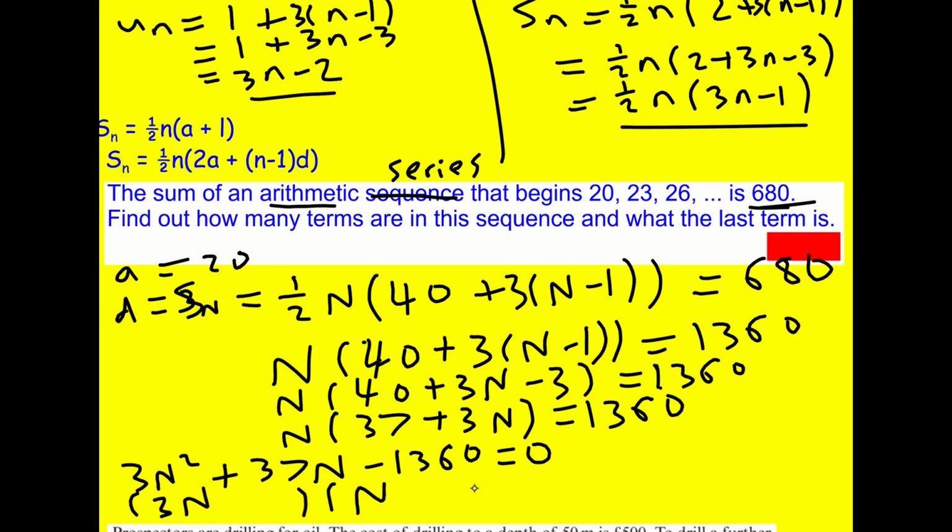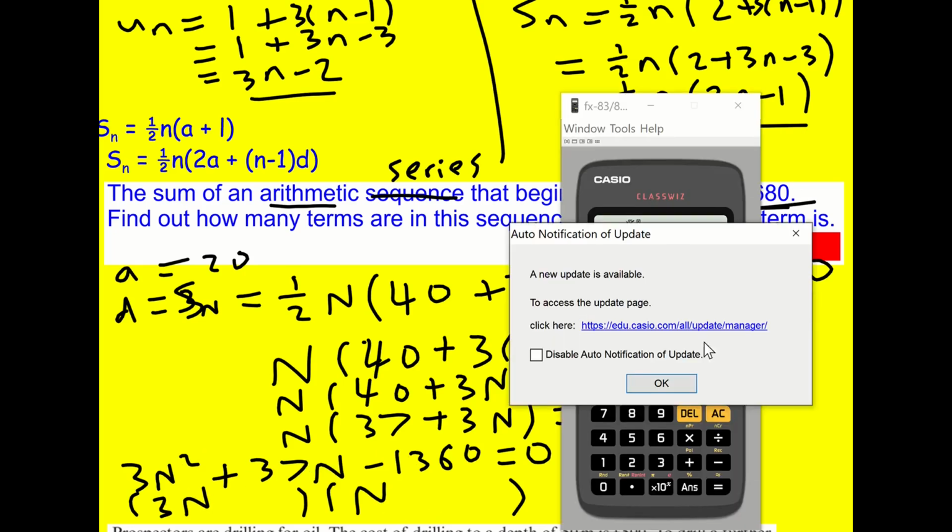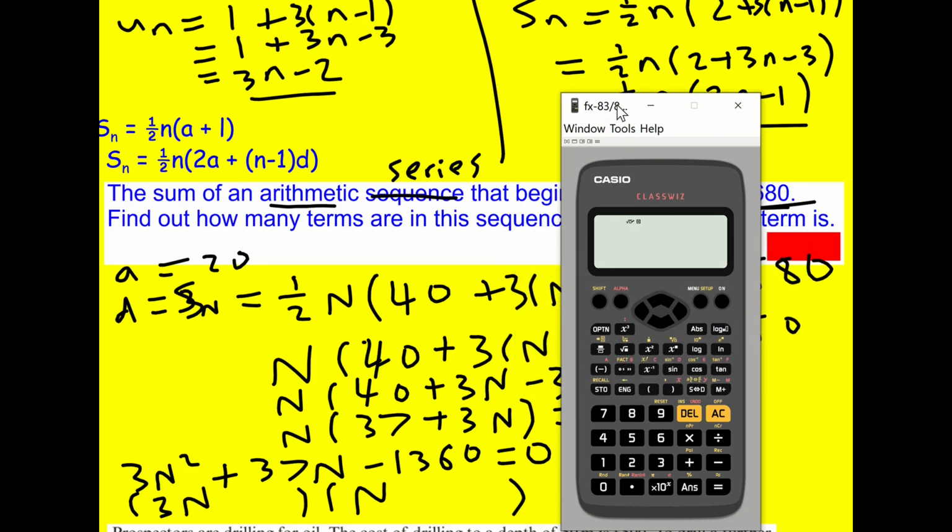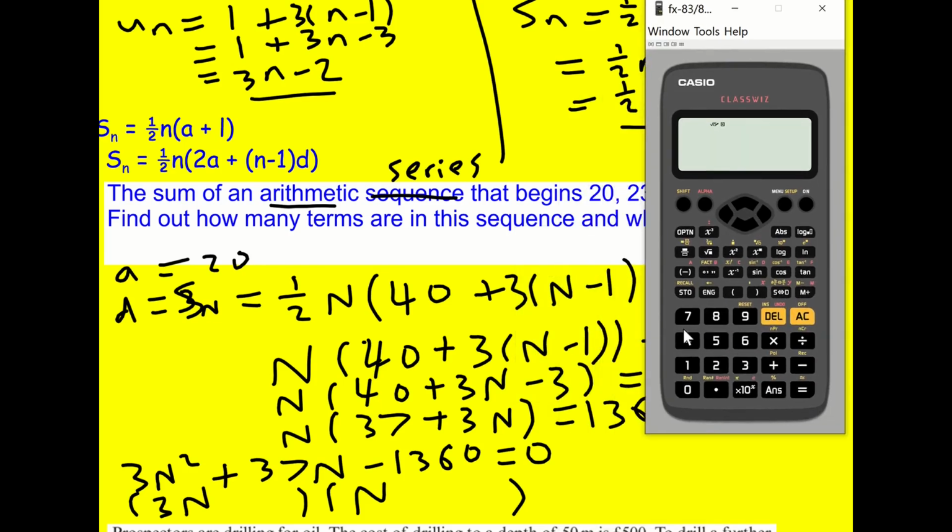But there's a lot of possibilities for 1360 finding the factors, although they're not going to be too far apart. Although you've got this 3 and this 1. Okay, let's not worry about that. Let's deal with the quadratic formula. You've got a way of doing that directly on your calculator.